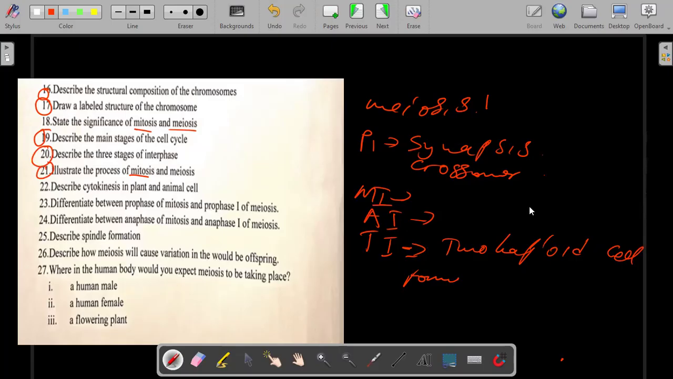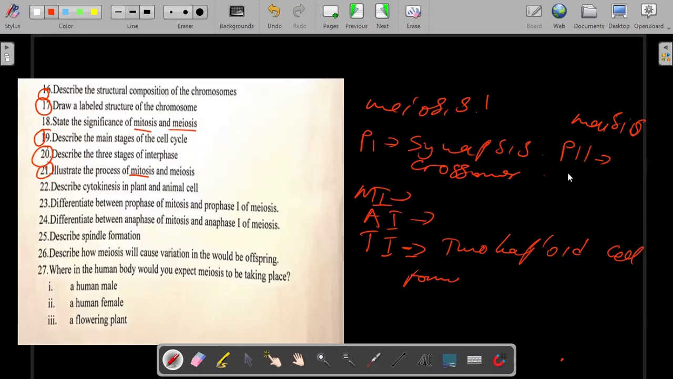With those two haploid cells, you are going to undergo meiosis 2. For meiosis 2, it is similar to mitosis. Whatever is happening in mitosis is what is going to happen in meiosis 2. So we are going to have prophase 2, where the chromosomes condense and spindle fibers form.